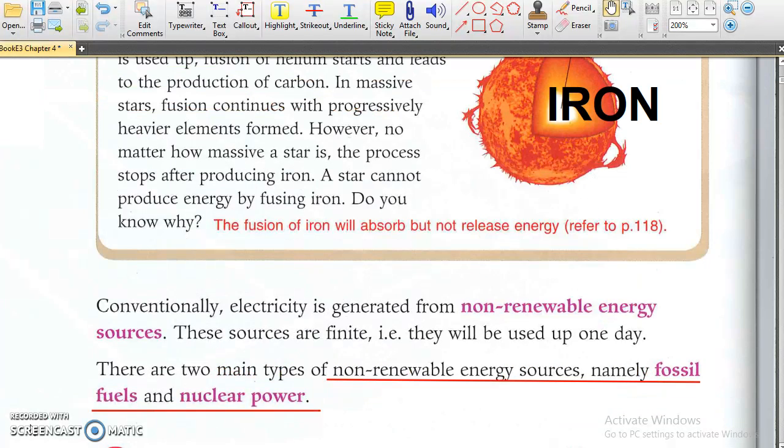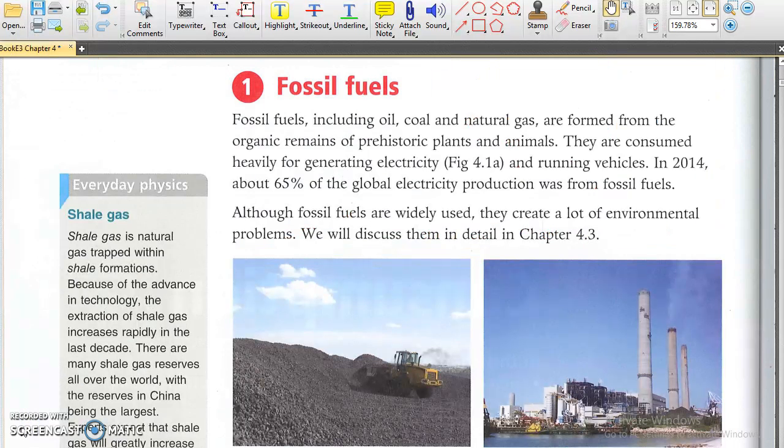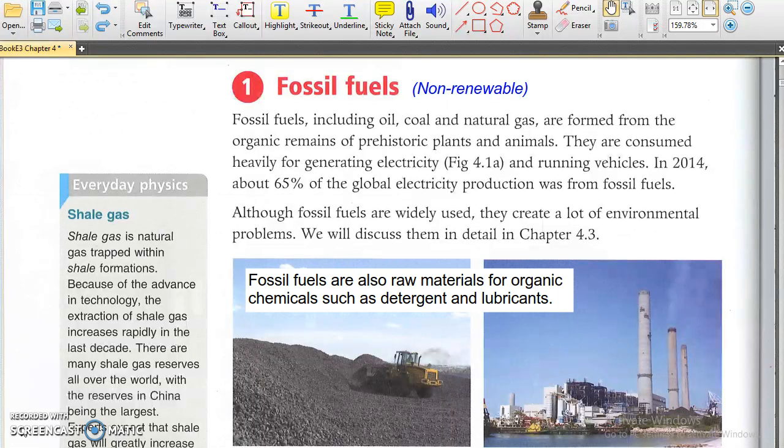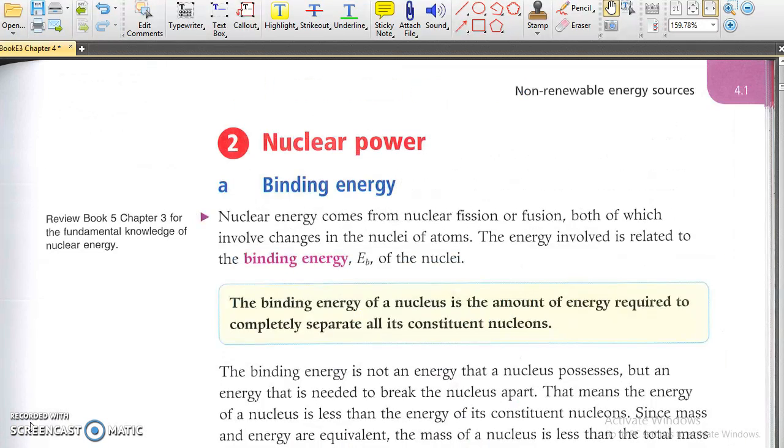Fossil fuels and nuclear fuels are two main non-renewable energy sources that we are using nowadays. 1. Fossil fuels. It is currently the main source of energy. It includes oil, coal, and natural gas. Besides being used as an energy source, fossil fuels are also raw materials for organic products, such as detergent, lubricants, and even chemicals. 2. Nuclear power.